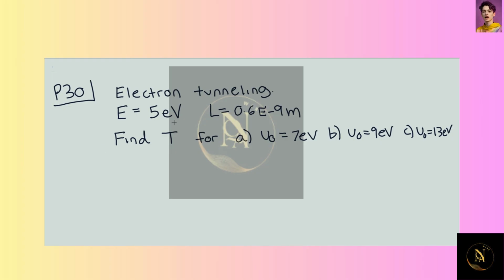Okay, in this problem we have electron tunneling. So we have an electron with 5 electron volts of energy moving until it comes into contact with a potential barrier of width a fraction of a nanometer. And this barrier will have different heights for its energy. And we're going to compute transmission coefficients for each of these scenarios. This would tell us the probability of the electron tunneling through this barrier.